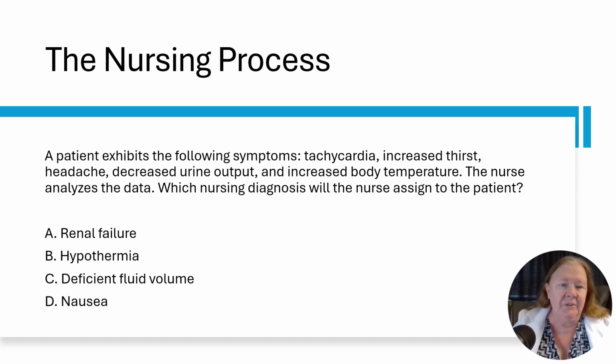So let's look at the other answer choices. Letter A, renal failure, is a medical diagnosis, so that's not correct. We're looking for a nursing diagnosis. Letter B, hypothermia, is also a medical diagnosis. And letter D, nausea, that's just a sign or symptom of something else that's going on in your patient. That is not a nursing diagnosis. All right, let's look at the next one.